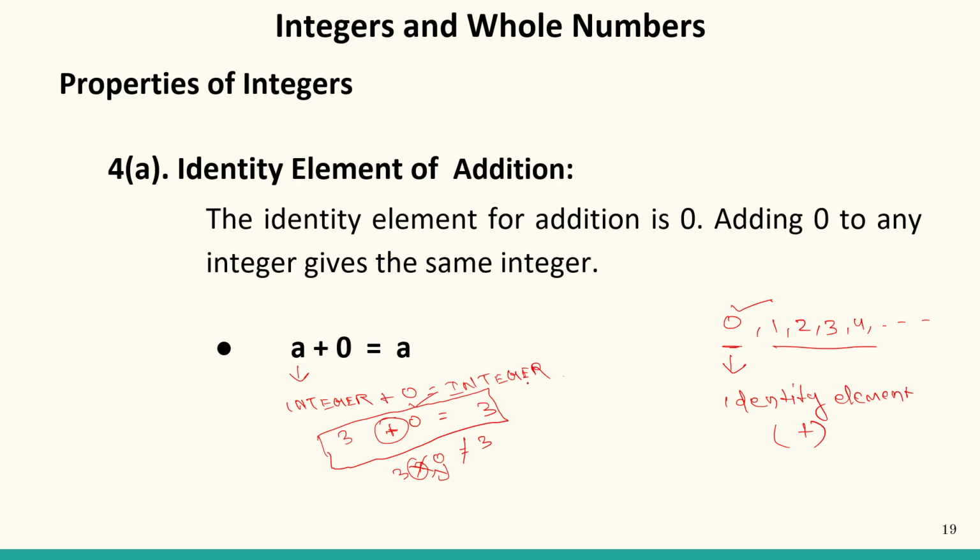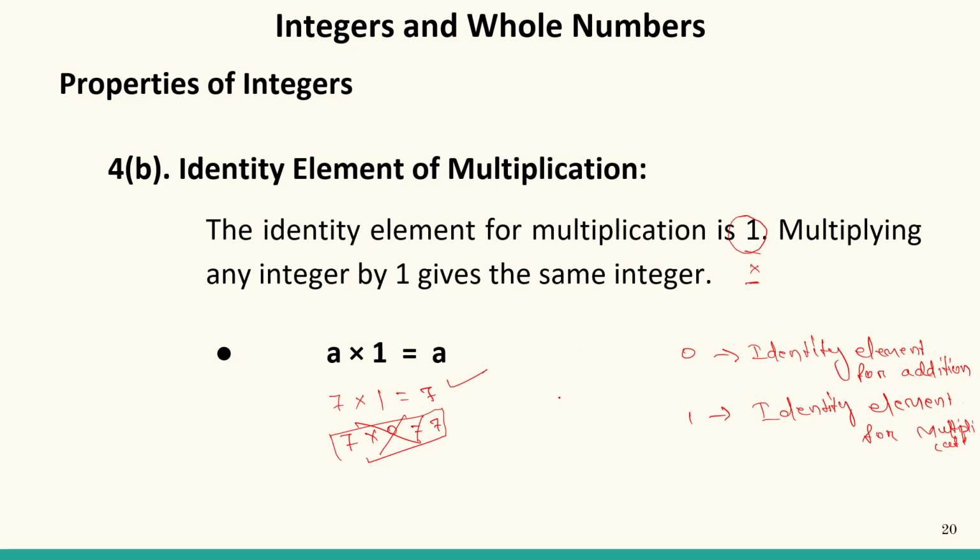Then we saw the identity element for addition. It was 0. Why is it not 1? Because 3 plus 1 is not equal to 3, right? And how is 0 not a multiplicative identity? As 3 into 0 is not equal to 3. If we multiply any element a into 0, we can't say it is equal to a, right? So that's why 0 is not a multiplicative identity.